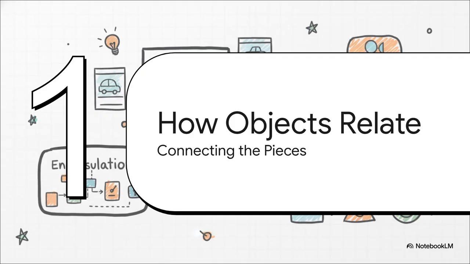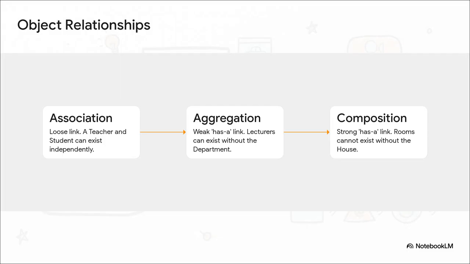So we have our building blocks, our classes and objects, and we have our guiding principles, the 4 pillars. But objects don't exist in a vacuum, right? They interact with each other. And understanding how they relate is really the final piece of the puzzle. There are 3 main types you need to know.